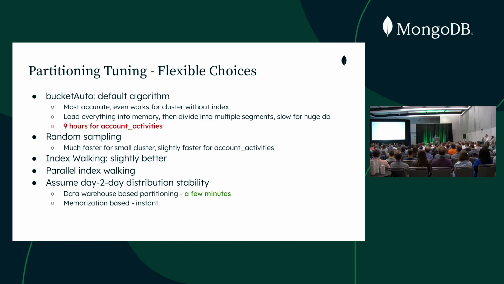So we did some tuning. We tried different algorithms. The first one we tried is random sampling. Basically, we pick a few thousand documents and use them as anchor points to divide the whole space into 100 partitions. That dramatically improved the performance. We reduced it to 4 hours. It's still not that good, though. So we tried to utilize the index. We do index walking, parallel index walking. That also improved the performance quite a lot. So we got 1 to 2 hours of partitioning time.